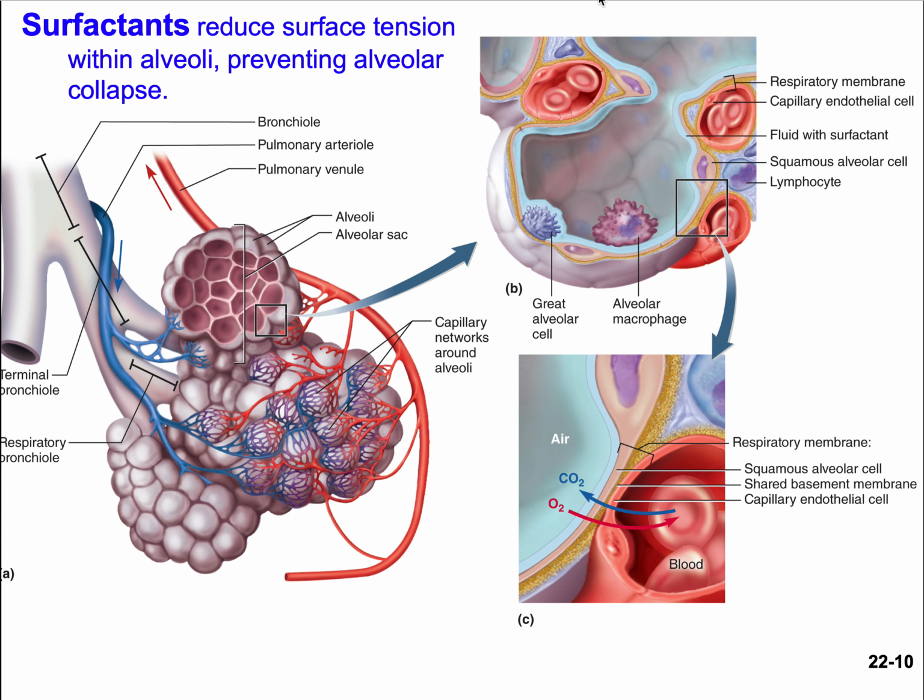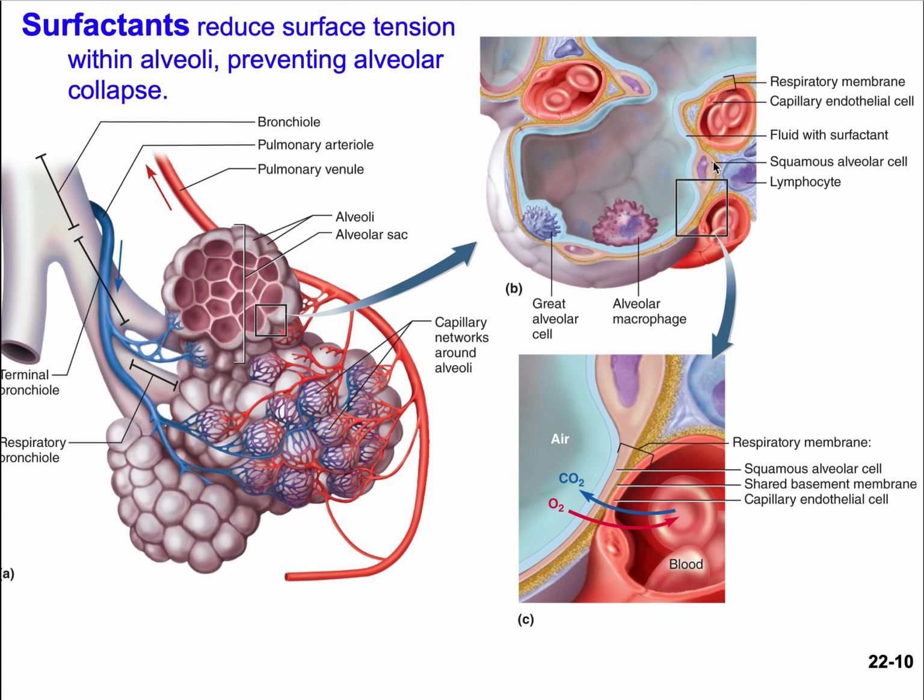Now, I've been talking about these surfactants right here, reducing surface tension. So where in this diagram do we see surfactants? It's this bluish layer right here. Trying to see if it's labeled. Yes, fluid with surfactant right here is on the inside of the alveolus sac.